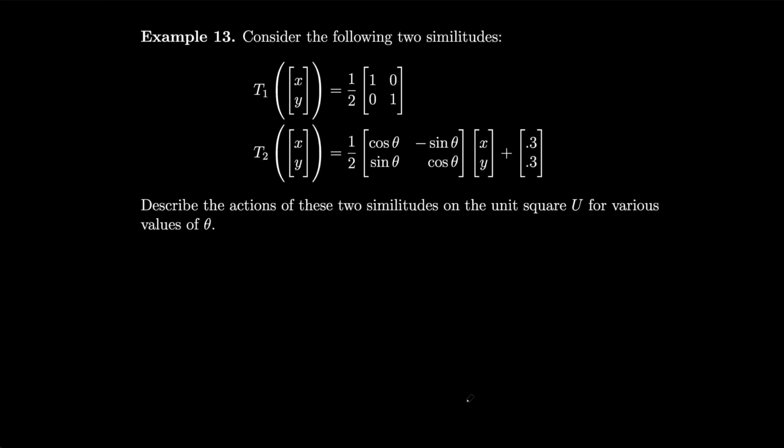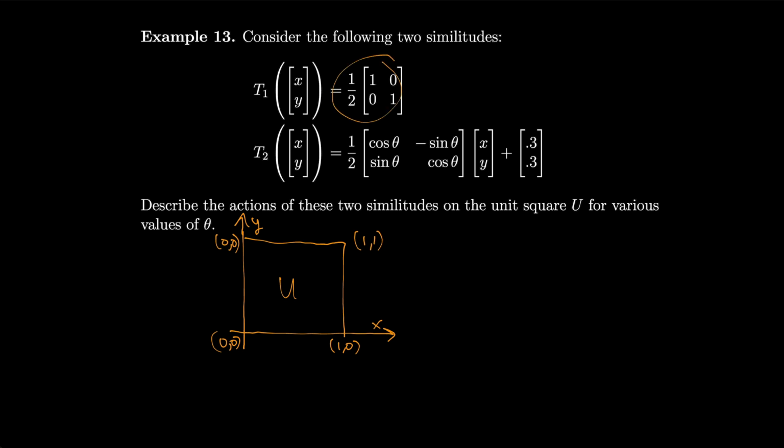How about we consider these following two similitudes, T1 and T2, and let's describe the actions of these two similitudes on the unit square for various values of theta. So let's draw the unit square. Now let's see what happens. So here will be 1, 1, my unit square u, put 0, 0, and 1, 0. And then what we have to do is it looks like we have to shrink but also rotate by angle theta, and we have to translate. Okay, so we could do this.